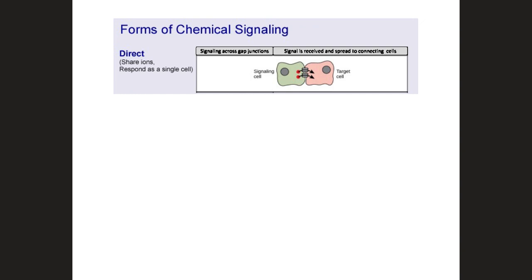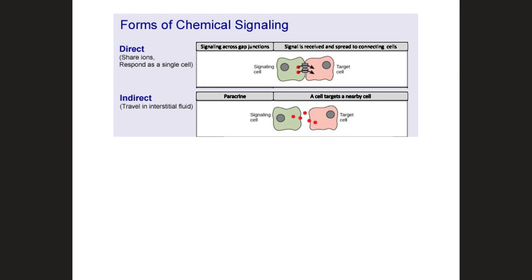And this is very common in situations where cells have to work in unison, let's say the muscles of your heart, where all the cells in the muscle of your heart have to beat at the same time. So this gap junction allows all the cells to coordinate their function together. So we call this the direct signaling.